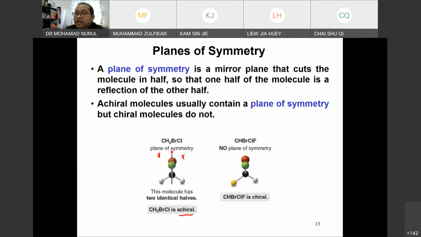If they have no plane of symmetry like this one, if we cut in the middle, we don't have this fluorine, and this one is hydrogen, it is not symmetric. And this compound we call chiral. If the compound has a plane of symmetry, we call it achiral. If not, we call it a chiral compound.